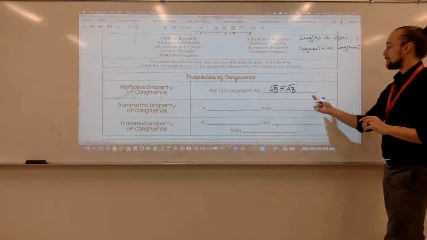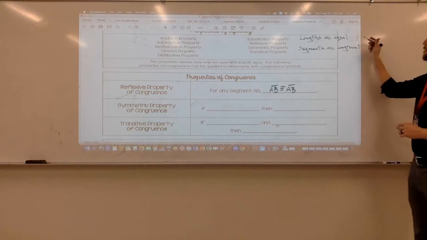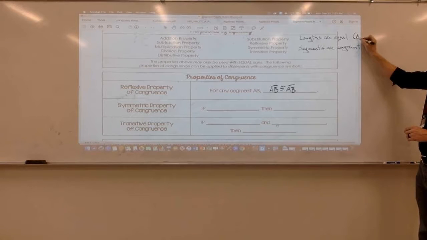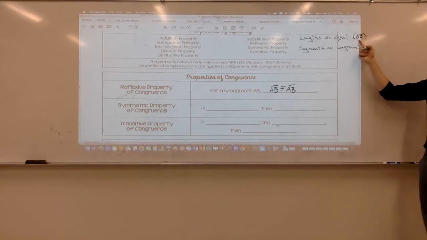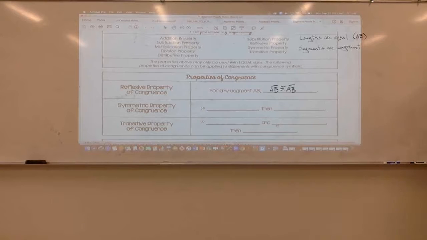I guess I should make another note. If I'm just talking about the length of a segment, I do not put the line over top of it. If I'm talking about the segment itself, I do put the line over top of it. That's how we notationally determine what we're talking about. So length, no line over top. The geometric figure of a segment, we do put the line over the top.